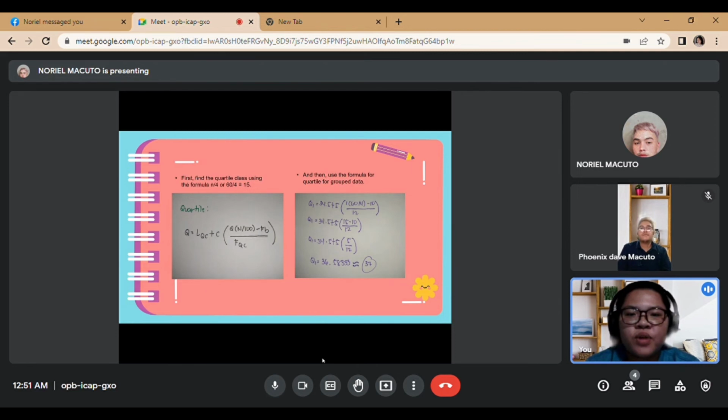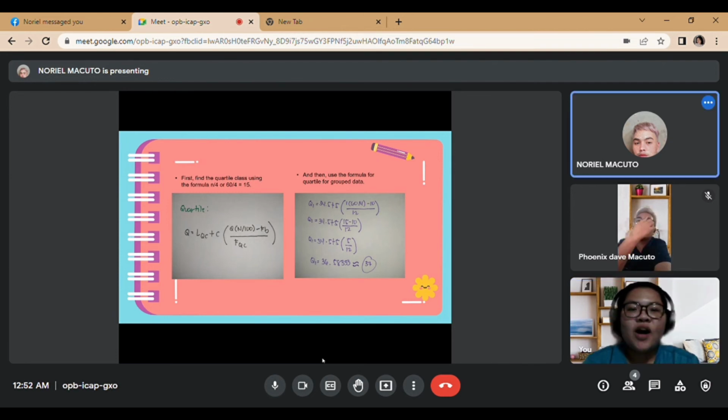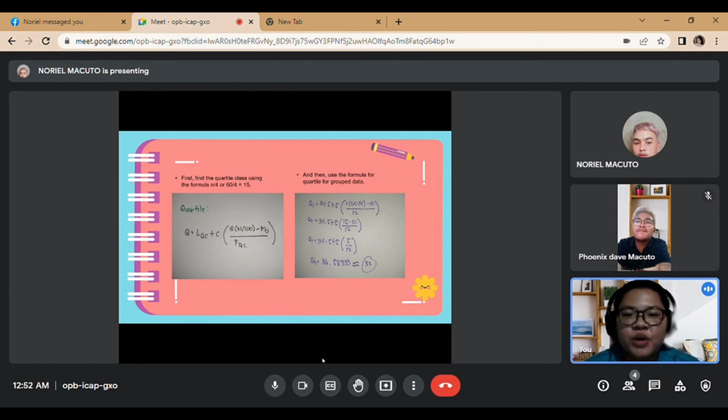Okay, now let's proceed to the solving. We need to use the formula for quartile for grouped data. Quartile equals 34.5 plus 5 times 1, of course the quartile, times 60 over 4, minus less than cumulative frequency, which is 10, over 12. We need to use the PEMDAS rule.